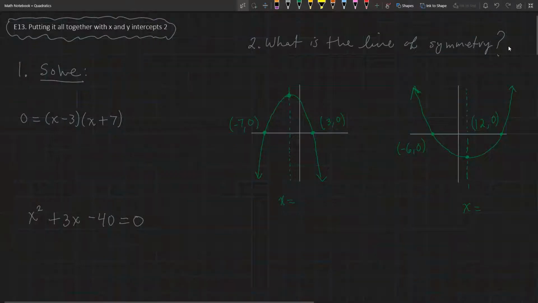Hey, welcome back. Some more practice involving quadratics. A lot of the skills that we've been working on lately are going to be put together into a single problem, mainly to figure out if we can sketch the graphs of these parabolas and label a few points accurately.